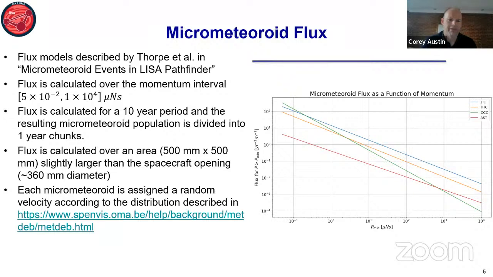If we want to look at a 4-year, a 5-year, 10-year mission duration, we can choose how many of the 1-year chunks we want to apply. Another choice that I made here was that the flux is calculated over an area that's slightly larger than the spacecraft opening. The reason for this is that the flux is calculated over that larger area, and then the micrometeoroids are assigned a random position and velocity within that area. And so that gives us a slightly different population of micrometeoroids each time we run the simulation.